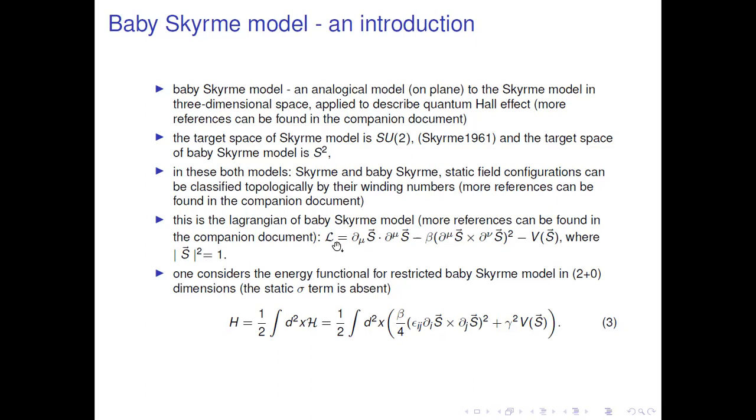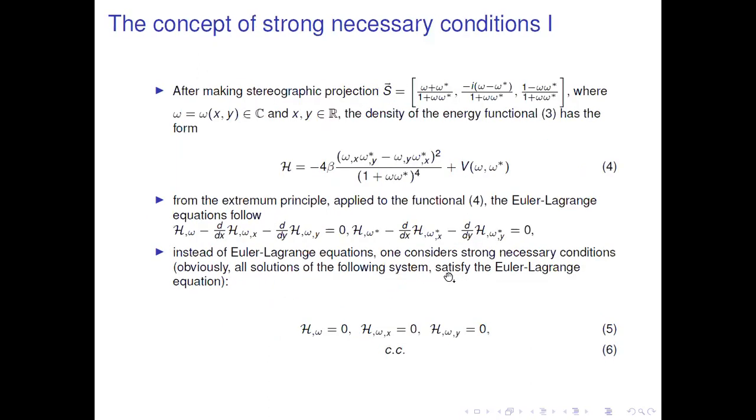And this is the Lagrangian of the baby Skyrme model. Of course, we consider the static version of this model, and we have the energy functional of the following form. In the full baby Skyrme model, there is a static sigma term. Here, this is absent because we consider the restricted baby Skyrme model. Okay, we make a stereographic projection. We get such a function, such a Hamiltonian density.